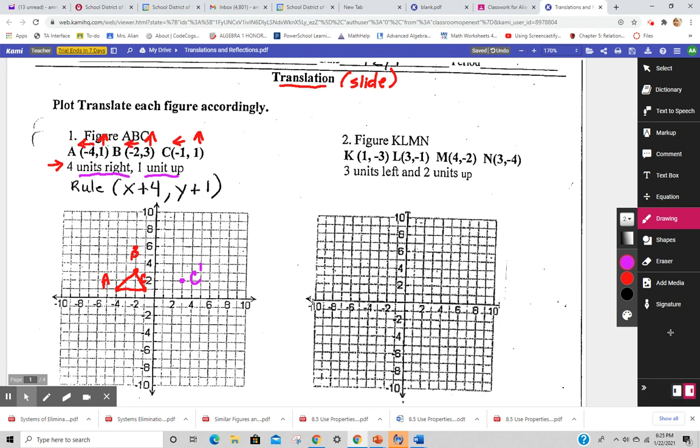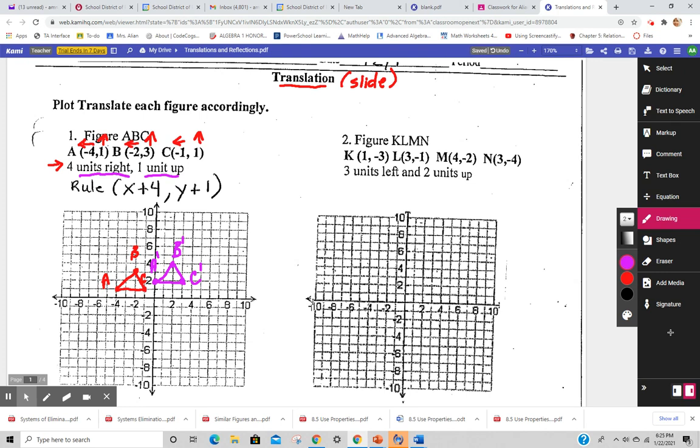Okay, let's go ahead and do B. 4 right, 1, 2, 3, 4, and 1 unit up. So this is B prime. This is the image of B. Let's do A. 1, 2, 3, 4, and up 1. So this is A prime. And we just connect. And that's it. So we translated ABC 4 units right, 1 unit up.